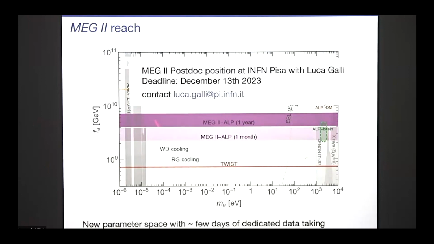And if you know anyone who might be interested in this, there are some studies going on at MEG, and they have shown that our most optimistic estimate was slightly too pessimistic, so they can do slightly better and beat the TWIST bound with about a week of data taking, something along those lines.